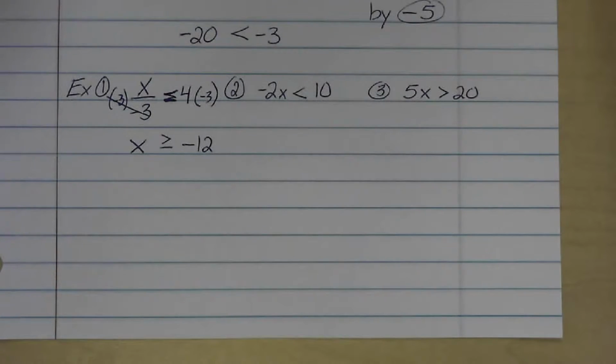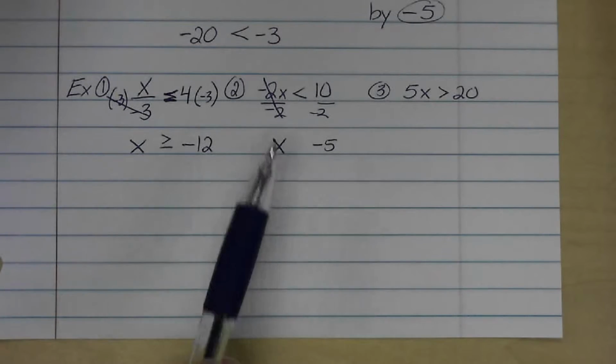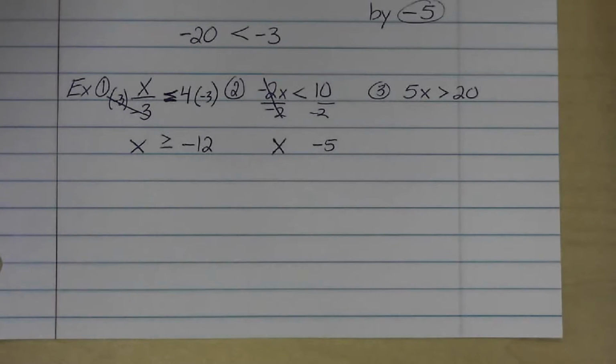Let's take a look at the second one. I have negative 2 multiplied by x is less than 10. To get rid of that times negative 2, we're going to do the opposite, divide by negative 2 on both sides. On the left, the negative 2's cancel. On the right, 10 divided by negative 2 is negative 5. And because we divided by negative numbers, we reverse the symbol. So x is greater than negative 5.